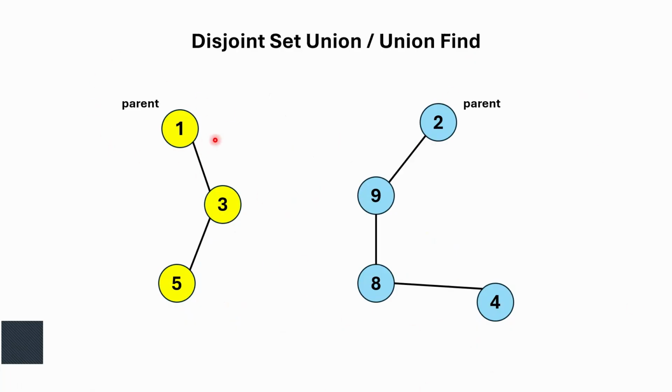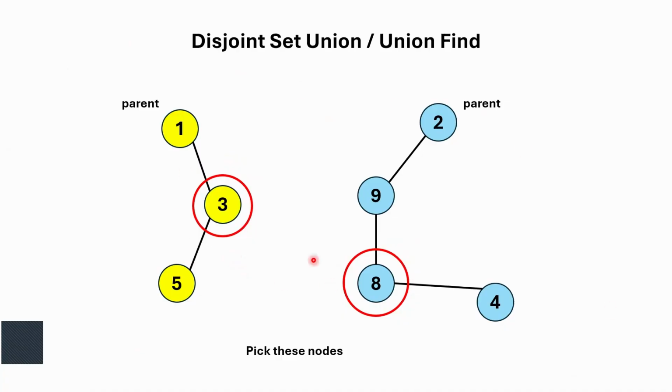Let's say this node is the parent node of this set, which means it is the representative node, and this is the representative node of this set. If we want to unite, to join these two sets, then we need to pick a node from each set or each component. So here we pick node 3 from this set and node 8 from this set.